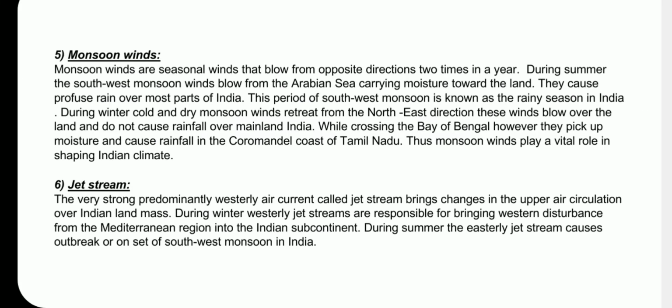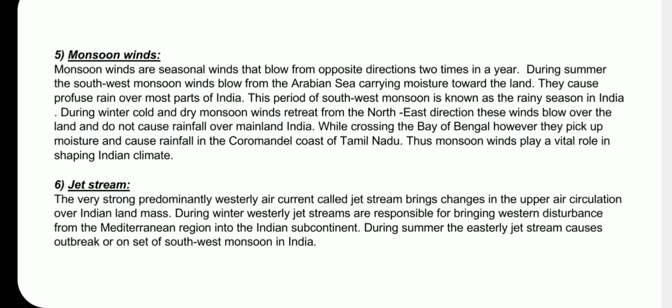Number 5. Monsoon winds. Monsoon winds are seasonal winds that blow from opposite directions two times in a year. During summer, the southwest monsoon winds blow from the Arabian Sea, carrying moisture toward the land. They cause profuse rain over most parts of India. This period, the southwest monsoon, is known as the rainy season in India.